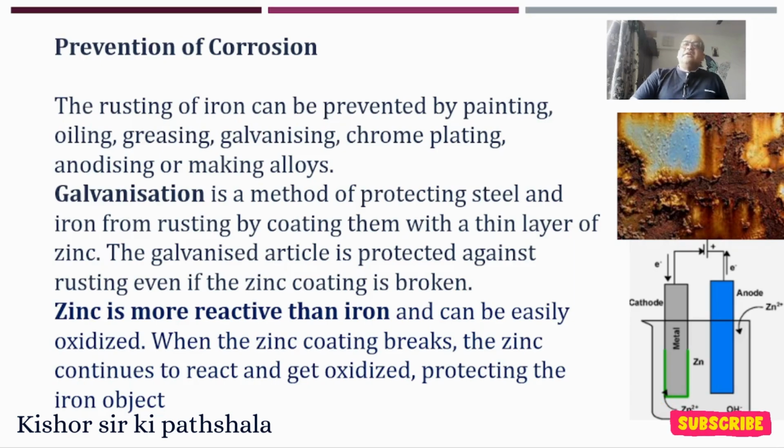So let us see the technique called galvanization. Galvanization is the method of protecting steel and iron from rusting by coating them with a thin layer of zinc. So we are applying a thin layer of zinc on the iron, right? The galvanized article is protected against rusting even if the zinc coating is broken. Why so? Zinc is more reactive than iron, so it can easily get oxidized before iron. So when this zinc coating breaks, the zinc continues to react and get oxidized, protecting the iron object inside. This is how galvanization works.